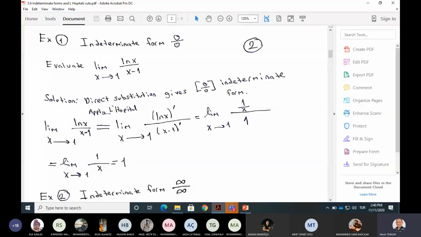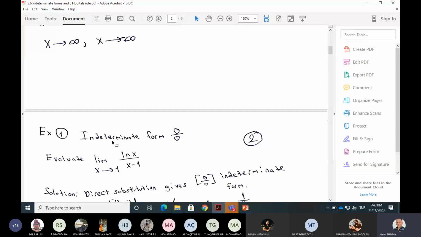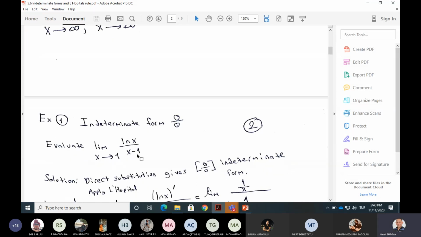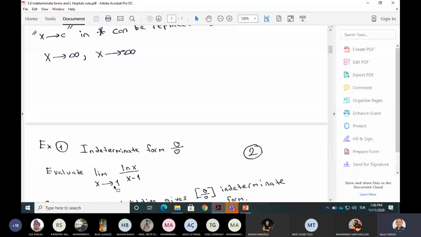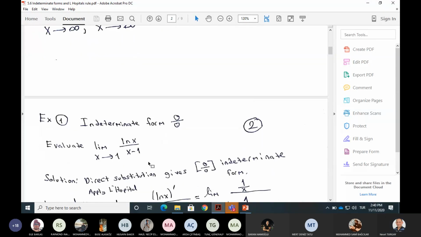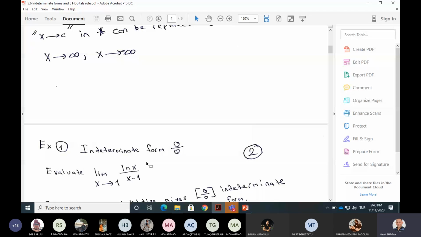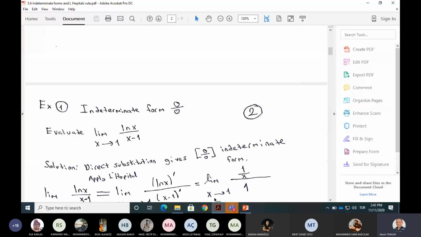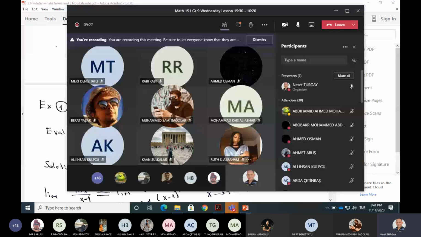Look at this question. Indeterminate form 0 over 0. Then how are you using L'Hopital's rule? My dear friend, if you substitute this, ln 1 over 0 gives you which indeterminate form? ln 1 is what? 0. Oh my God, you are perfect. Okay. Then you have an indeterminate form.